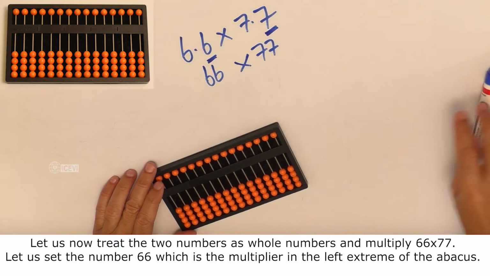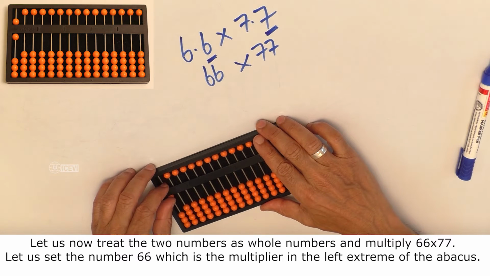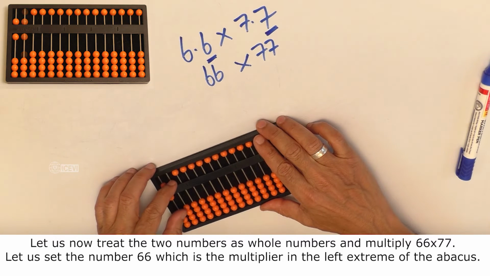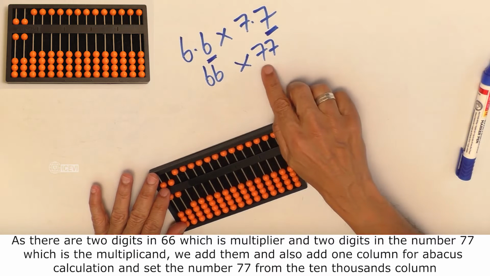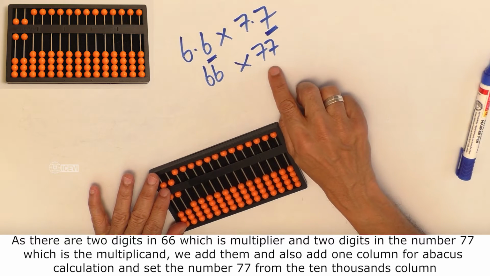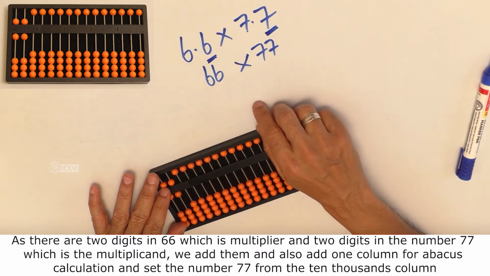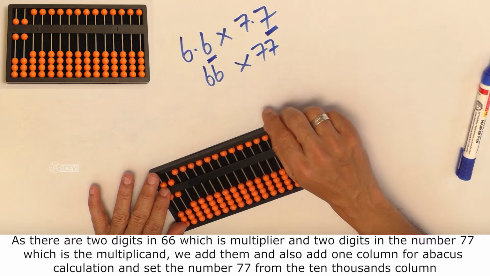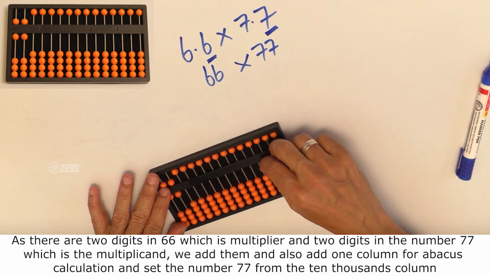Let us set the number 66, which is the multiplier, in the extreme left of the abacus. As there are two digits in 66, which is the multiplier, and two digits in the multiplicand, we add them and also add one column for the abacus calculation and set the number 77 from the 10,000s column.